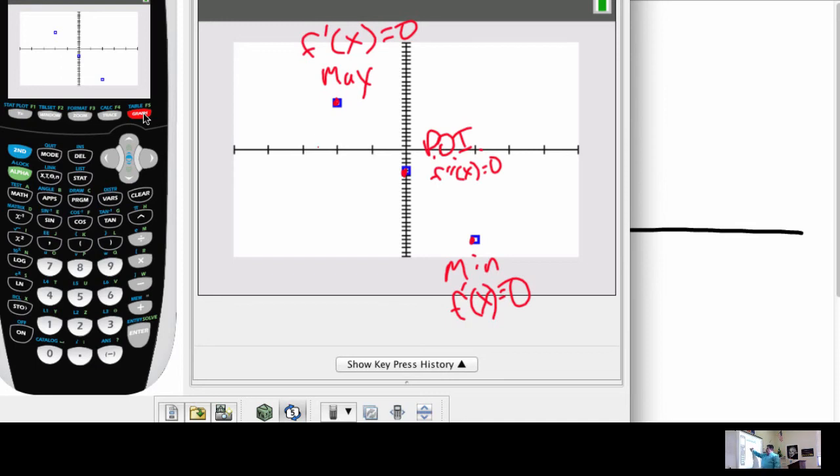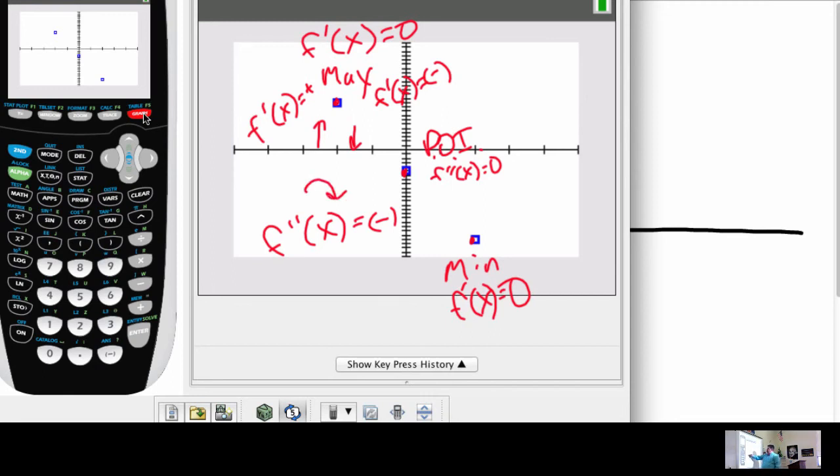Now, for the max, we're going to come in, and then we're going to go down, right? And we're coming up because f prime of x to the left was positive, and then to the right, f prime of x was negative, right? Now, f double prime of x to the left of the point of inflection, was it positive or negative? It was negative, wasn't it? It was negative, right? It's down. So it's concave down, right?